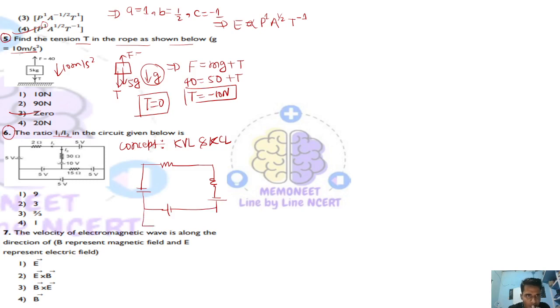I am trying to explain as much as possible within the given time, so that you can also learn some concepts from here. So let's connect it. It's 2 ohm, it's 5 volt, it's 30 ohm, it's 10 volt, it's 15 ohm, it's 5 volt. Here it is mentioned I1 and here it is mentioned I2.